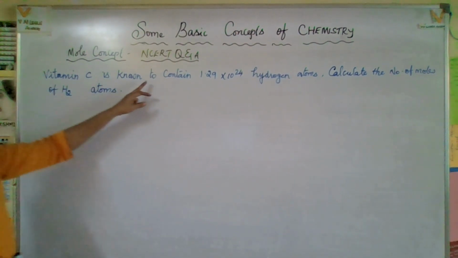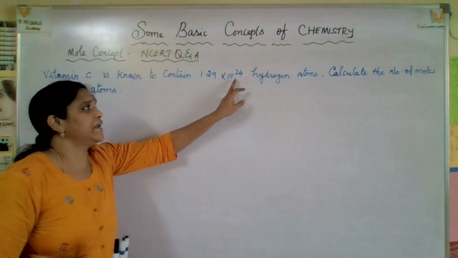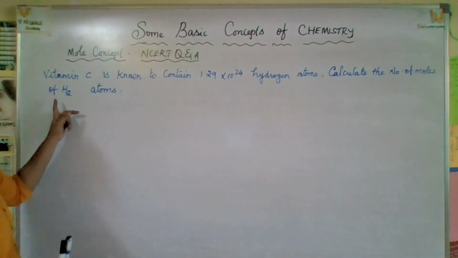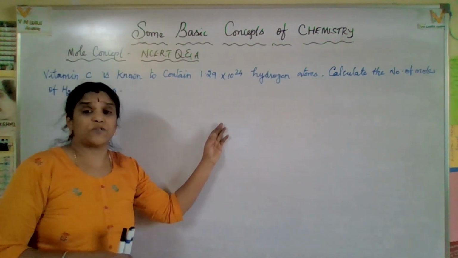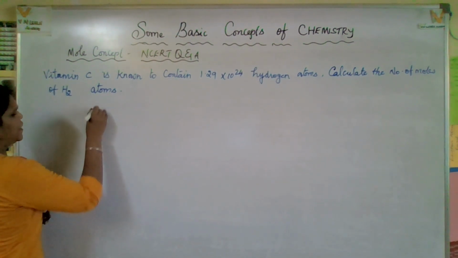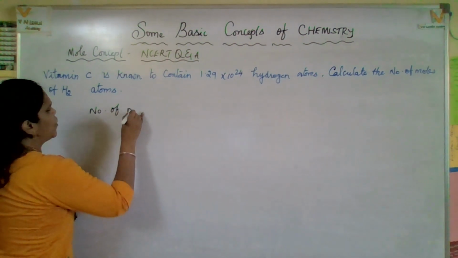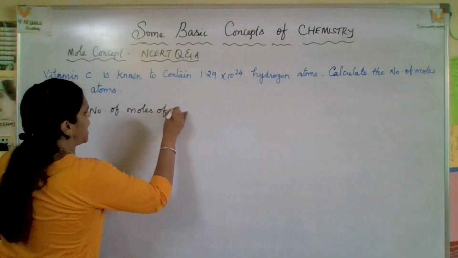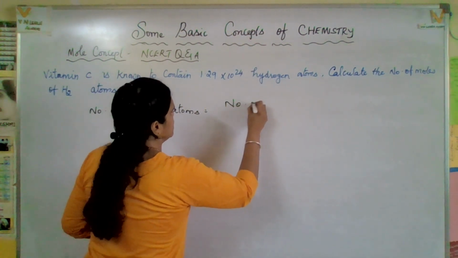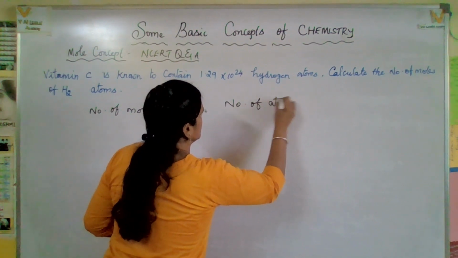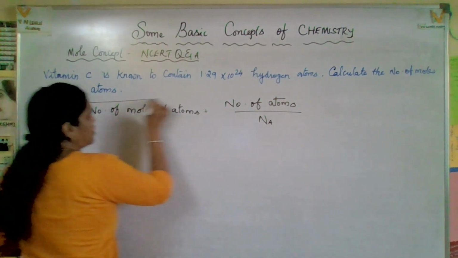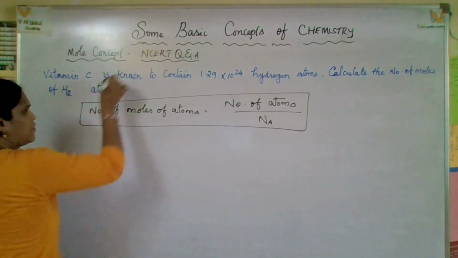The next interesting question. Vitamin C is known to contain 1.29 into 10 to the power of 24 hydrogen atoms. Calculate the number of moles of hydrogen atoms. This is so simple if you know the formula. How to identify the number of moles of atoms? It is equal to the number of atoms divided by, yes, Avogadro number. So this is the formula we are using to calculate the sum.